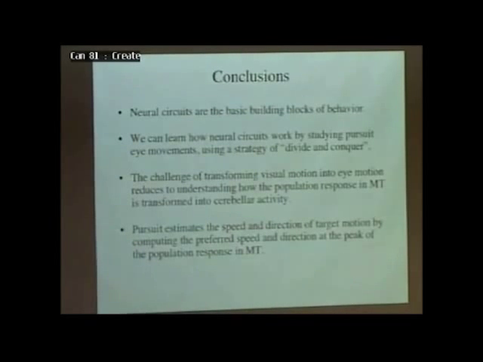In this particular system, we know that pursuit estimates the speed and direction of target motion by computing, I showed you the preferred speed, but also the preferred direction of the neurons that are at the peak of the population response. And I showed you experiments that definitively show that that's the way the system does it. And finally, as part of the divide and conquer strategy, I showed you that two cortical areas that are clearly part of the pursuit circuit mediate two different components of the behavior, one being sort of reflexive visual motor drive and the other modulation.